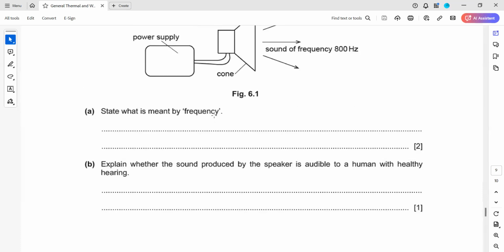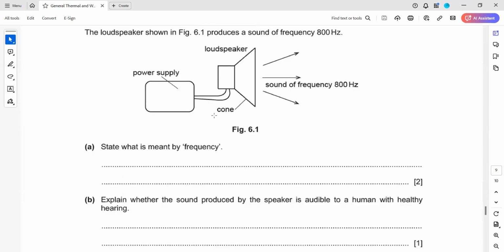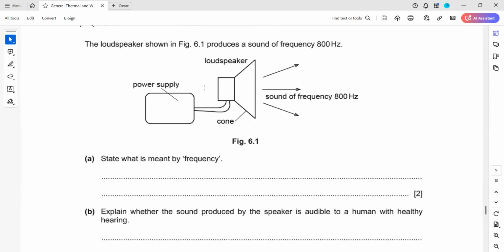Explain whether the sound produced by the speaker is audible to a human with healthy hearing. So the normal human range is from 20 hertz to 20,000 hertz. So it is within the range, 800 hertz. And obviously the speaker is producing this wave, so it should be audible.